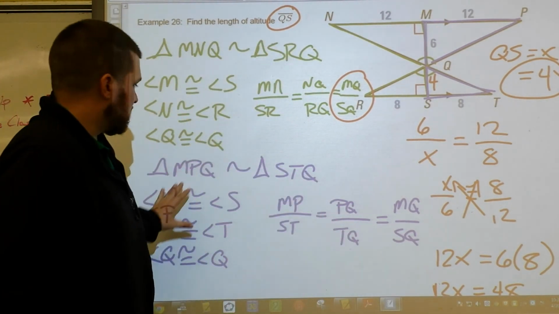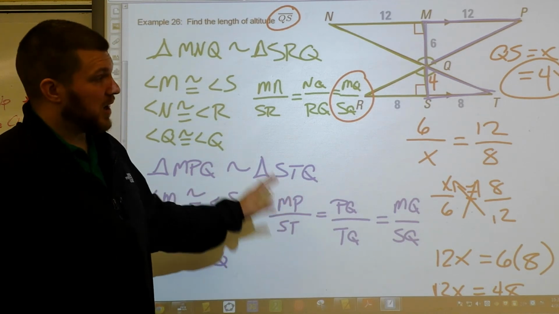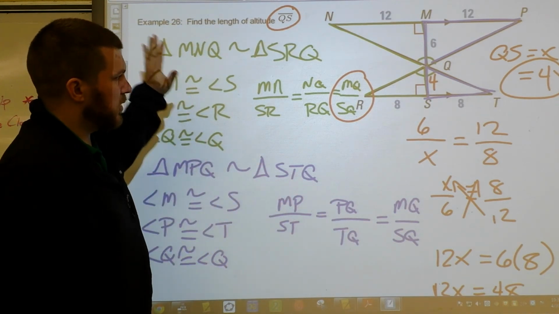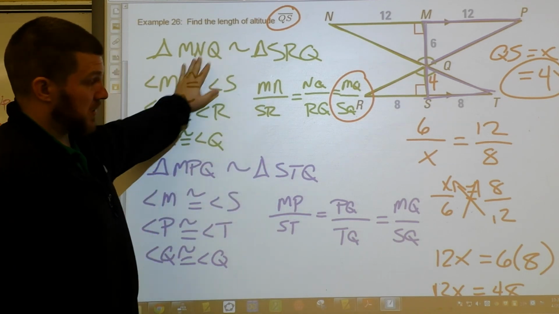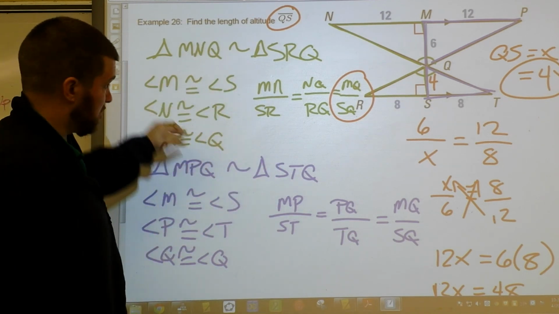So yeah, I wrote the similarity statement for the other triangle. It's because I didn't know which information I needed, so I went ahead and did both, okay? Didn't need any of this. I was able to just stop here. That's okay. I did a little bit extra work.